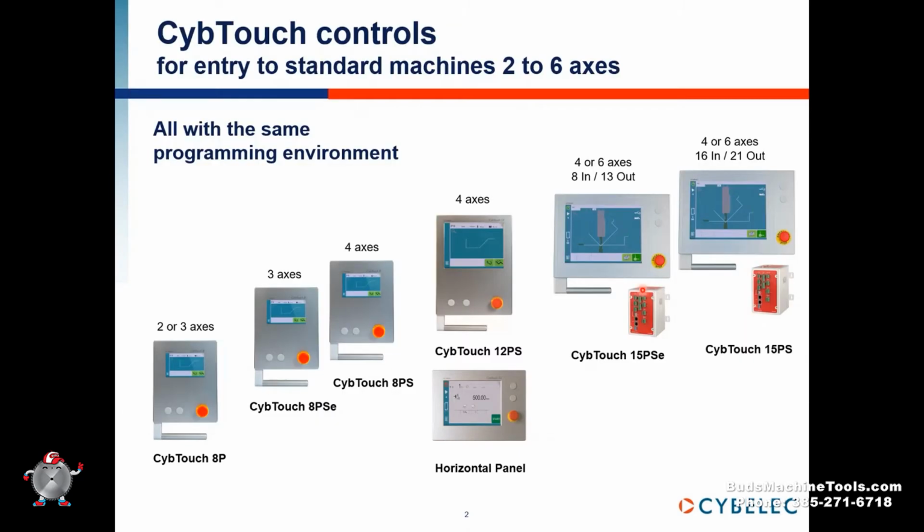Cybtouch 15 is per default 4 axis, but it can go up to 6 axis when we add this input-output module. So depending on the need, if you need to retrofit a machine or if you need to make a machine, you can use either Cybtouch. Of course, they have a different price and a different number of input-output. It's according to your needs. Now I will go a little bit more into details about each of the Cybtouch.